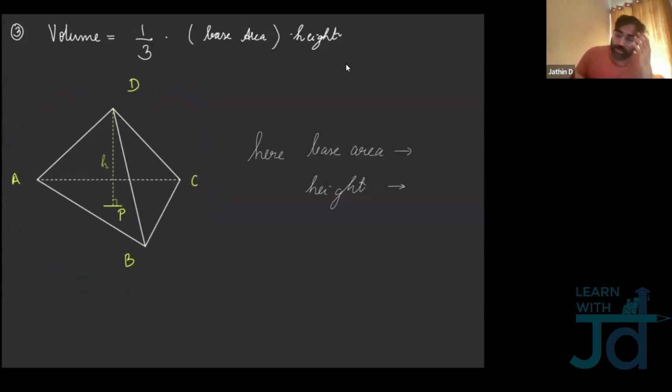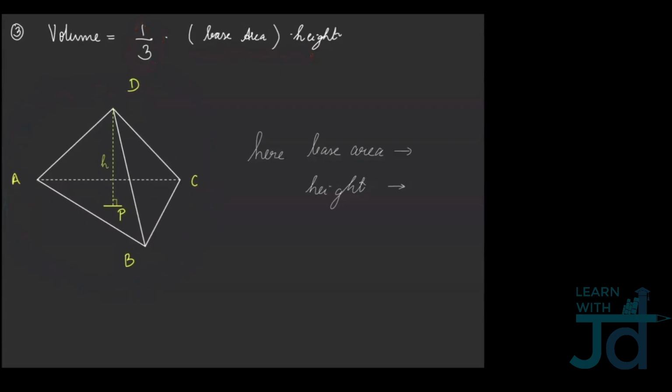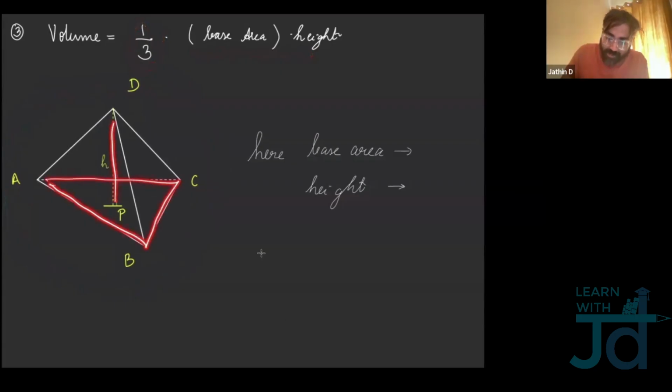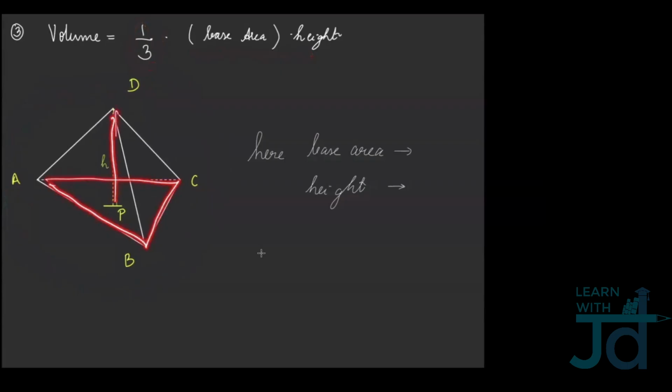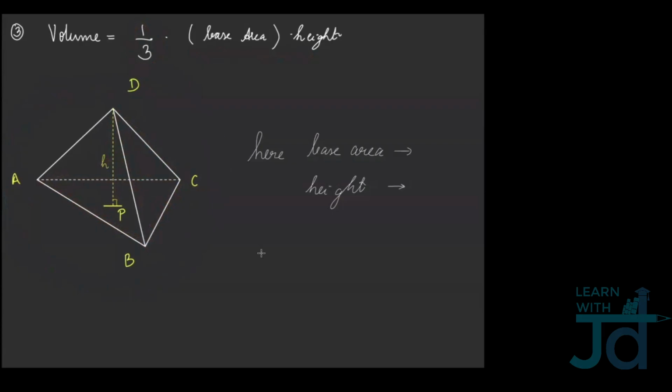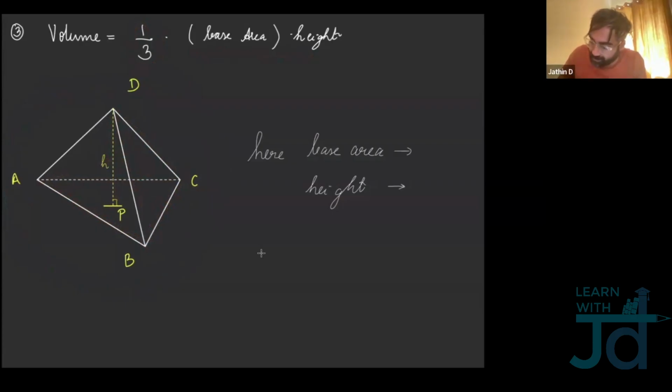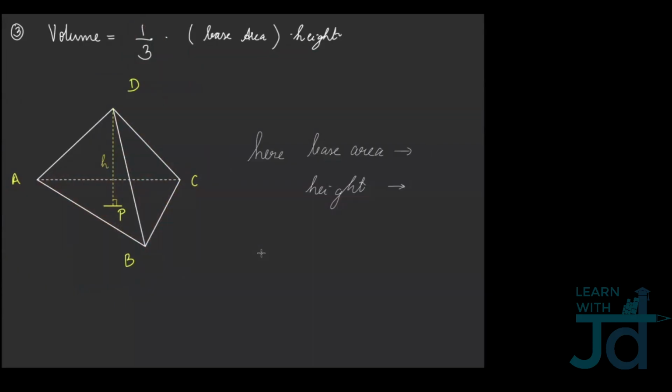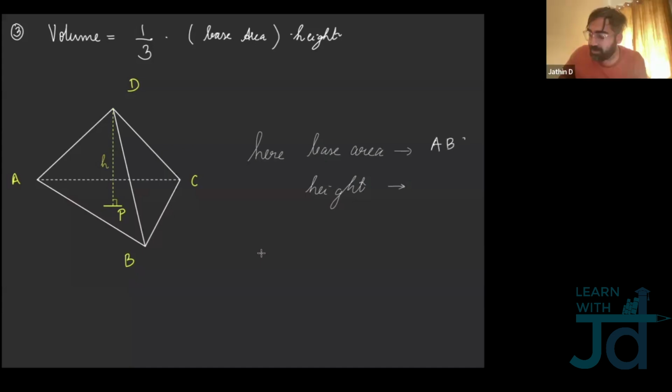Okay. Volume of a tetrahedron is given by 1 by 3 base area into height. So base area means what? The area of this triangle ABC. If you're taking this as the base, this will be the height. Drop a perpendicular from the other vertex. You can take this also as the base, no problem. Then you'll have to drop a perpendicular from A. That will be the height of that. So in this, if I'm taking triangle ABC as the base area, what will be the height?